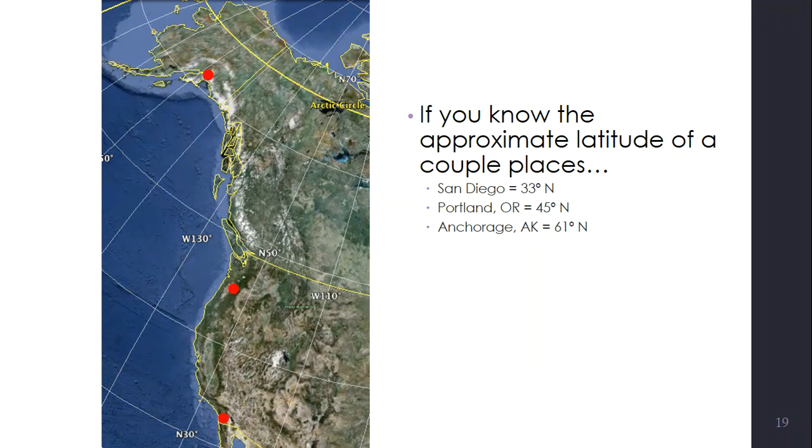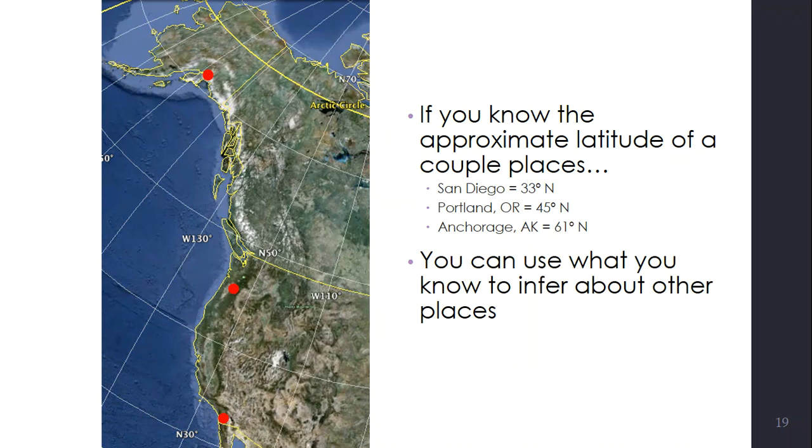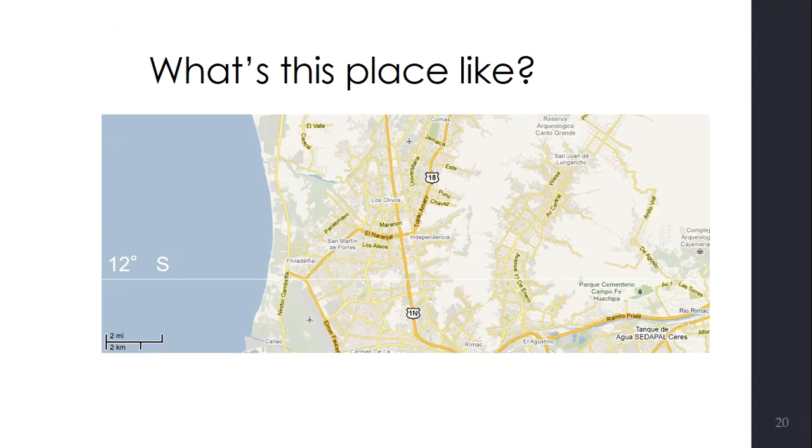So using our own latitude, which we now know is 33 degrees north, we can make some types of inference about what weather is like in other places. So you can use what you know to infer about other places. Other places around the world that are about 33 degrees north are not going to have freezing temperatures, right? And they're not going to be super, super warm either. There's a lot of other things that go into weather and climate, and we'll talk about those as the semester goes on, but latitude is one of those good indicators, right?